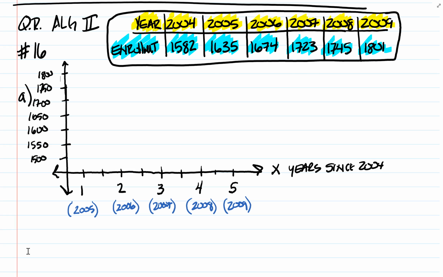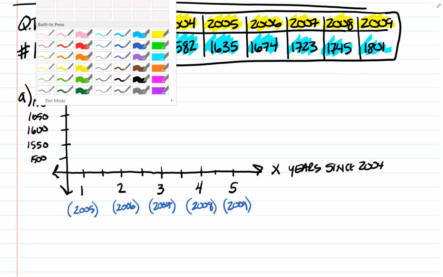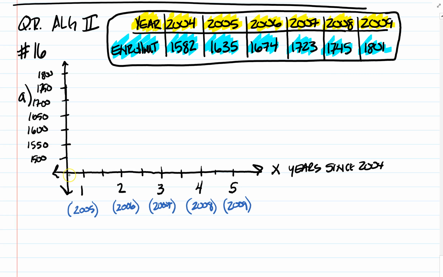So my X-axis, as you can see, is years since 2004. So number 1 would be 2005, number 2 would be 2006, and so on. So making the scatter plot should be pretty basic at this point. So at 0, I'm at 1582, so I'd be right about there. At 1 year, which represents 2005, I'd be at 1635.